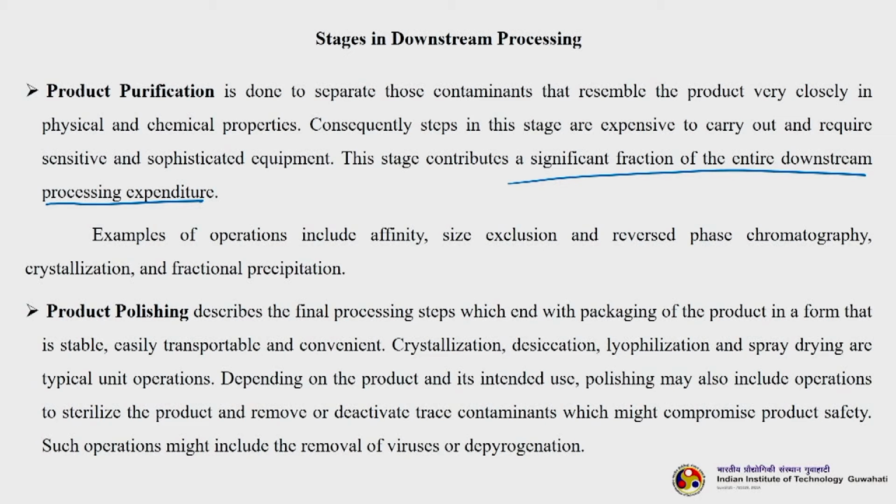And then the last step is product polishing. So, this describes the final processing steps which end with packaging of the product in a form that is stable, easily transportable and convenient. Crystallization, desiccation, lyophilization and spray drying are the unit operations which actually achieve this. So, depending on the product and its intended use, polishing may also include operations to sterilize the product and remove or deactivate trace contaminants which might compromise product safety. Such operations might include the removal of viruses or depyrogenation.